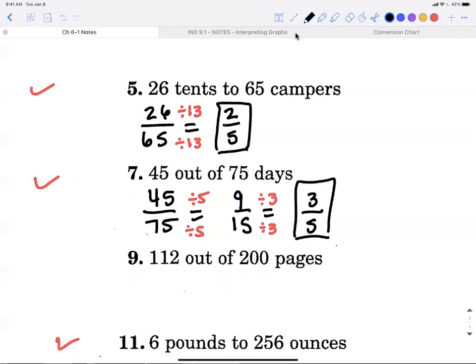Now, again, right off the bat, if I had looked at 45 and 75 and thought, let me try 15. If you punch 45 divided by 15 and 75 divided by 15 in your calculator, you're going to get 3 over 5. So big chunk might work. If not, do the little chunks, okay?